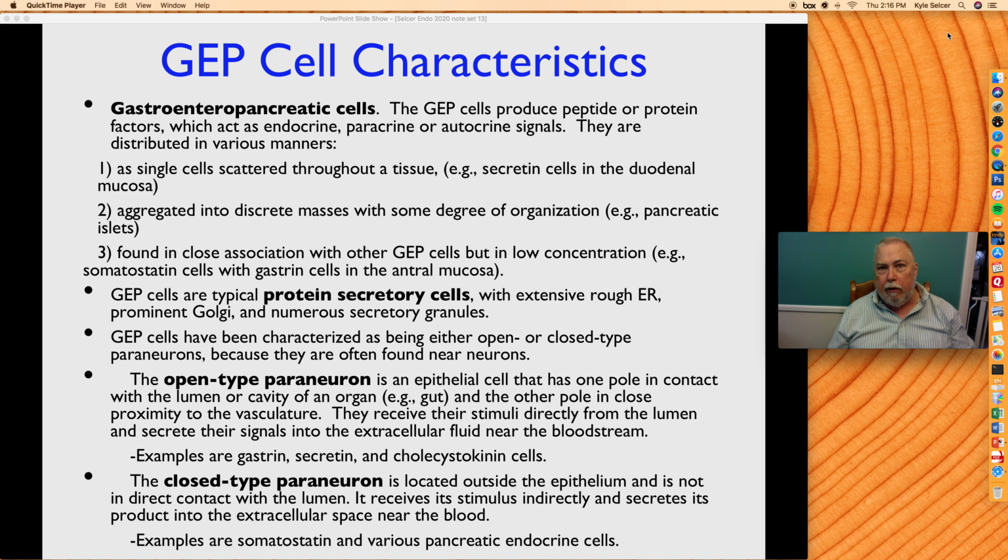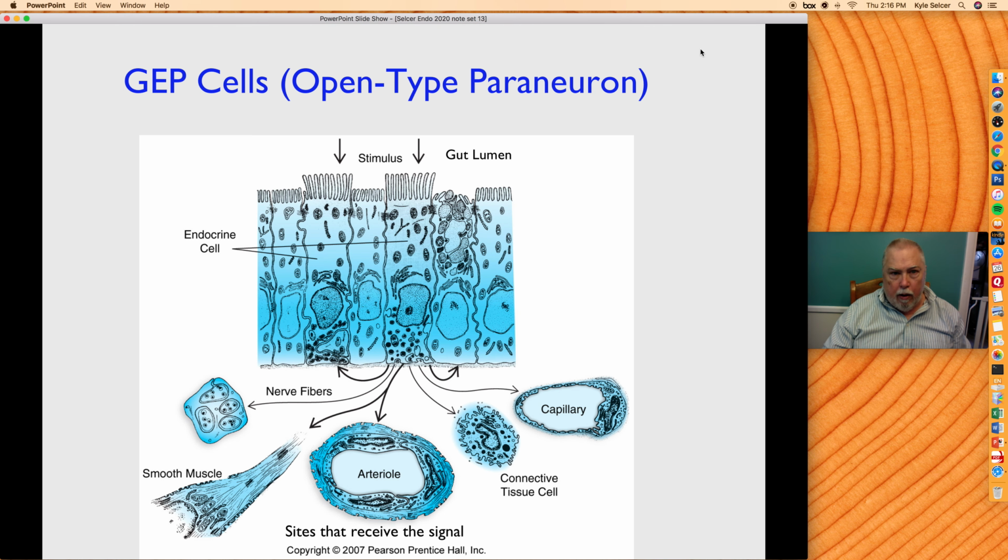But the pancreatic endocrine cells in the islets of Langerhans are classic examples. Pancreas is not in contact with the gut. It gets its information from the blood, mainly measuring blood glucose levels. All right, here is a picture showing GEP cells in an open-type paraneuron situation. The arrows are pointing to the stimulus, which could be glucose, it could be amino acids, it could be fatty acids. Whatever's in the gut can be a signal. This is the lumen of the gut that we're looking at there where the arrows are.